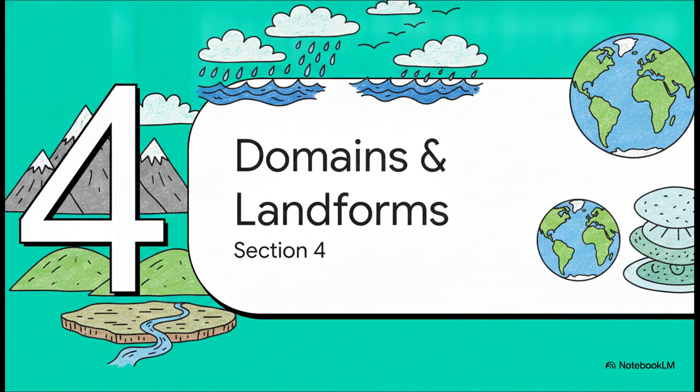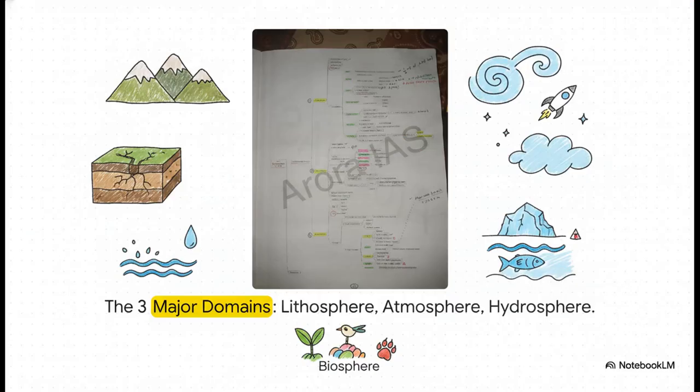That brings us to Section 4, Domains and Landforms. We're zooming in even closer now, looking at the foundational physical layers that make up the planet's environment. The Earth is broken down into three major domains. First, we have the lithosphere. This is the solid portion of the Earth containing the crust and the continents where we actually live.